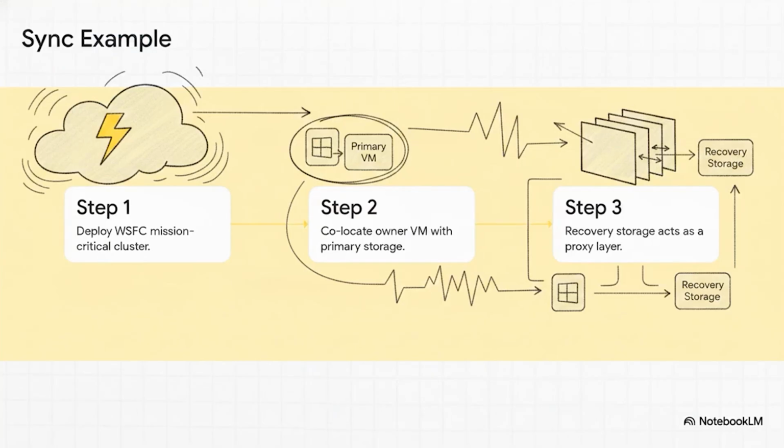Let's look at another concrete example to see this in action. Step 1. You deploy a mission-critical Windows Server failover cluster, a WSFC. Because this demands zero data loss, Step 2 kicks in. Nutanix strongly recommends co-locating the owner VM with the primary storage for optimal performance. Step 3 is the underlying why. In a synchronous setup, the recovery storage basically acts like a transparent proxy layer, just forwarding I/O reads and writes back to the primary storage. This continuous dance of forwarding requests is exactly why you absolutely must have that robust sub-5 millisecond network, otherwise you're going to cause severe application lag.